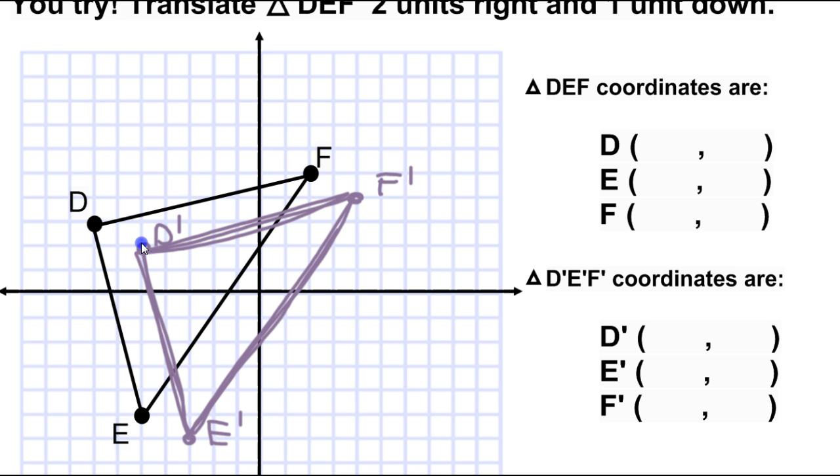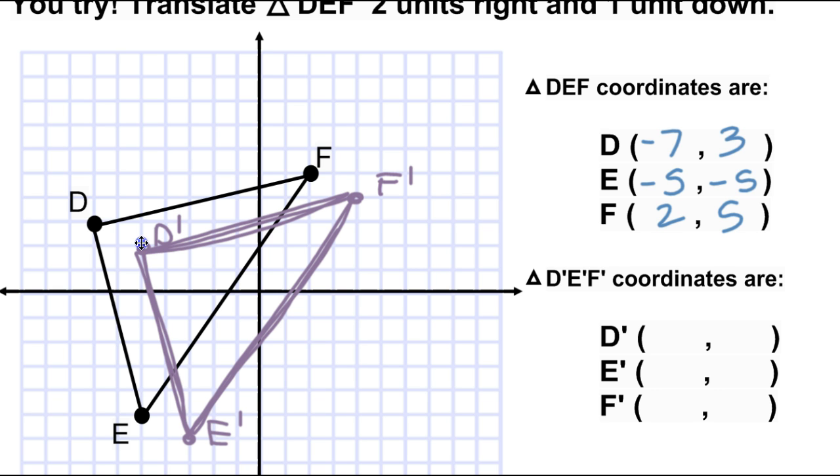Leah, give me these three coordinates. -7, 3, -5, -5, 2. Everyone okay with those? Check your answers.